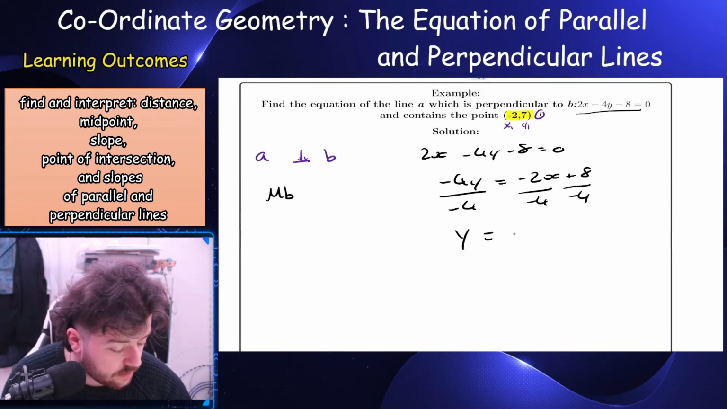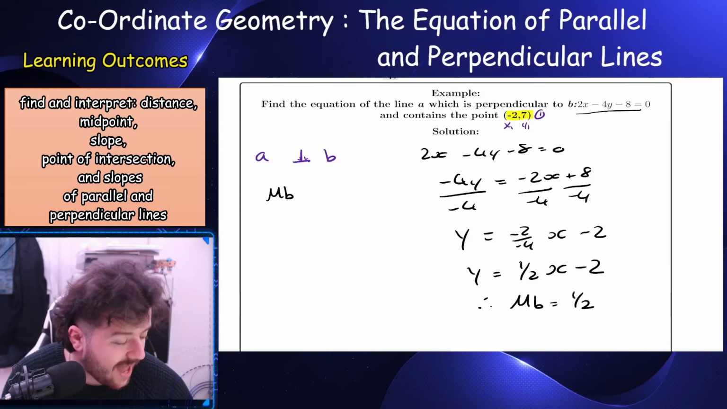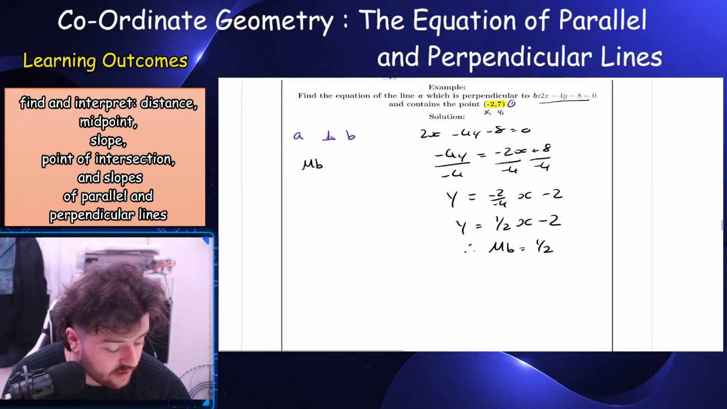I have y is equal to minus 2 over minus 4 x, and I have 8 over minus 4, which is minus 2. Minus 2 divided by minus 4 is equal to a half. So we have half x minus 2. Therefore, my slope mB is equal to a half. So the slope of line B is equal to a half. So I now use this information here. Therefore, the slope mA, or the slope for line A, is going to be equal to minus 2 over 1, or just minus 2.